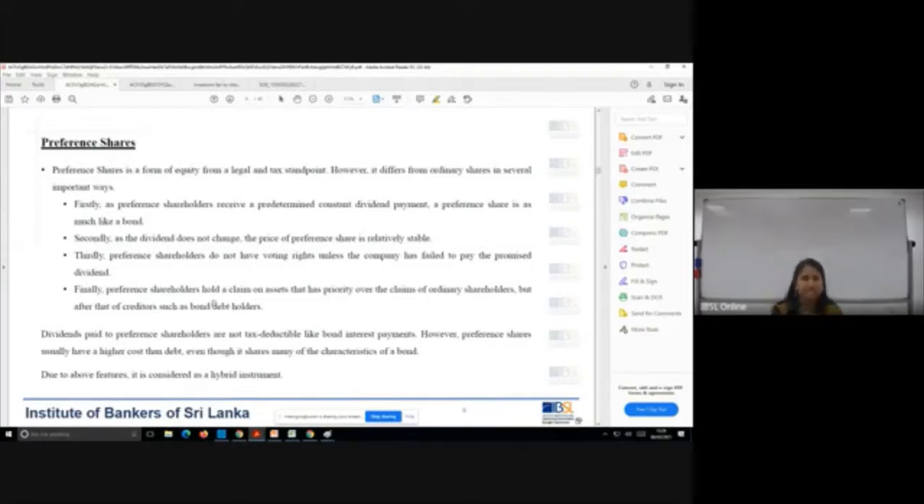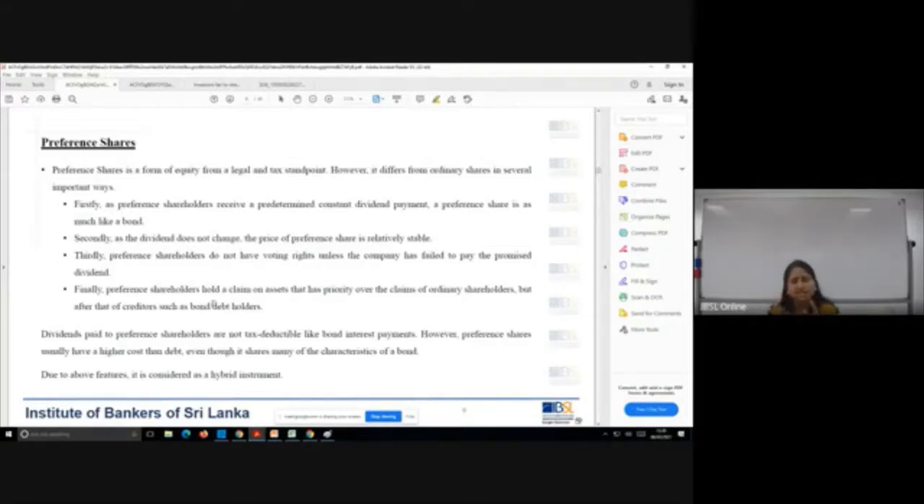Okay, it is constant. And now that means if I have to pay a constant dividend payment, from a company perspective, it is very, very costly for them. Why? If it's an ordinary shareholder and if they make a loss, they don't have to pay the dividend. But for preference shareholders, no, you can't do that. Whatever happens to the company, you are bound to pay the agreed dividend payment annually.